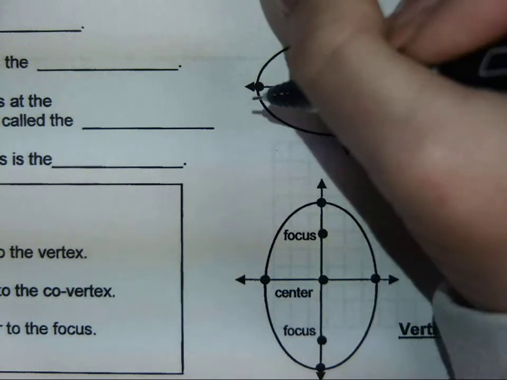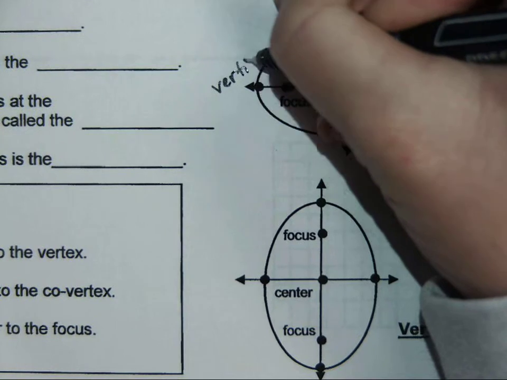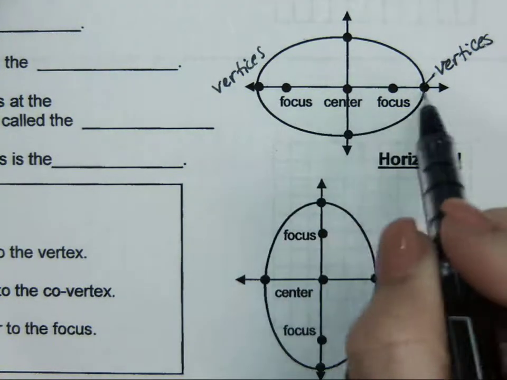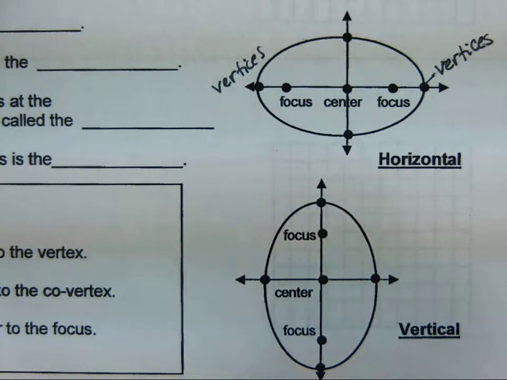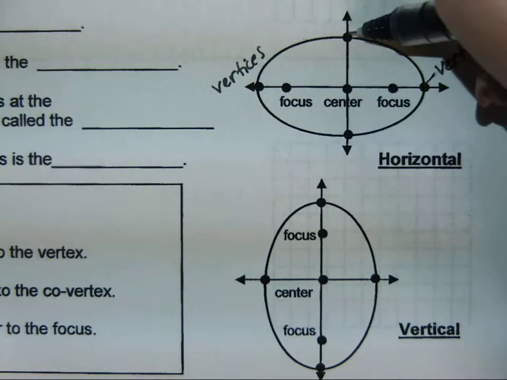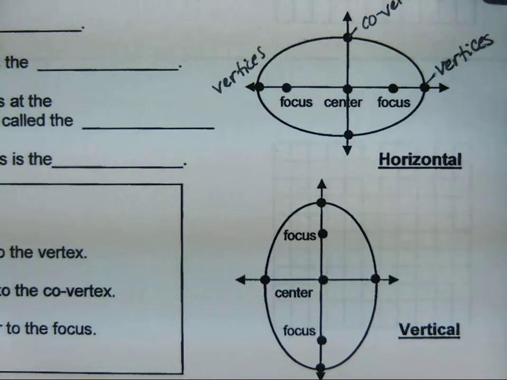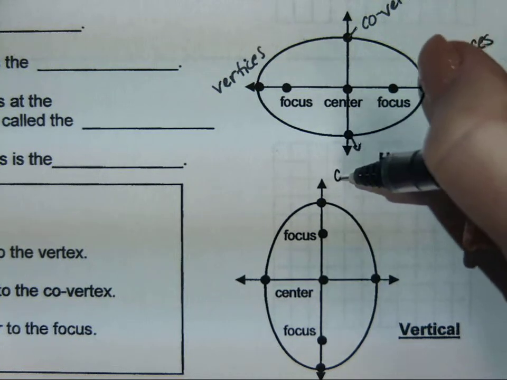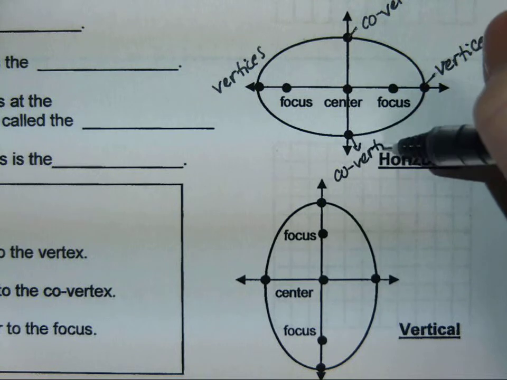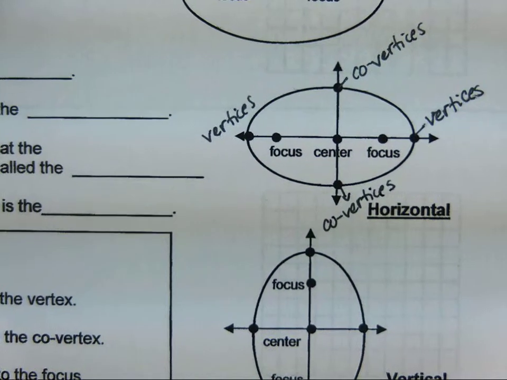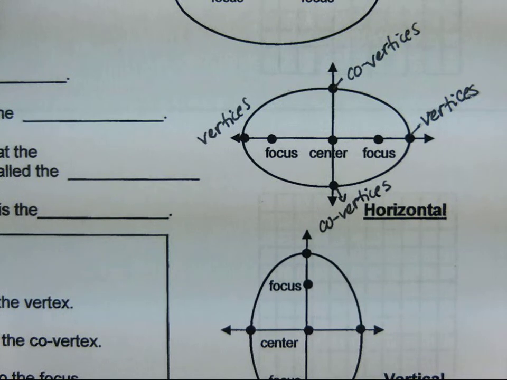All right. So those are the ones here on the ends that are on the same axis as your focus and your center. And then on the shorter axis, this is your covertex, or covertices. All right. And now there are very specific distances from the center to each of these.